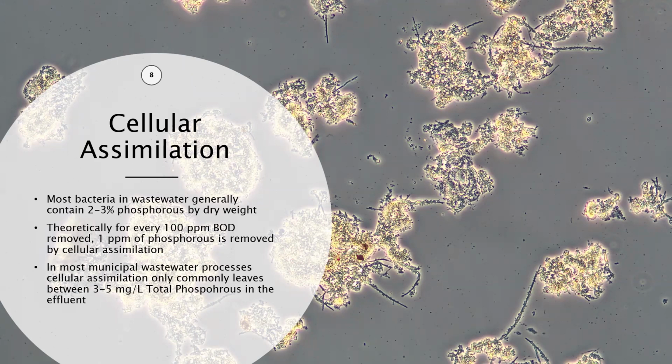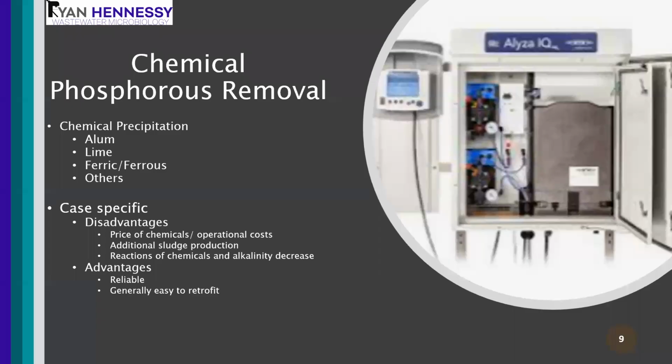But that's going to generally leave behind anywhere between about 3 to 5 milligrams per liter left over. And if you have a limit of, for example, 1, then that's going to leave more that you would have to remove beyond what would naturally happen. So that can be accomplished through chemical phosphorus removal.